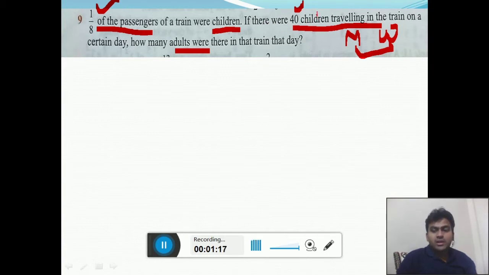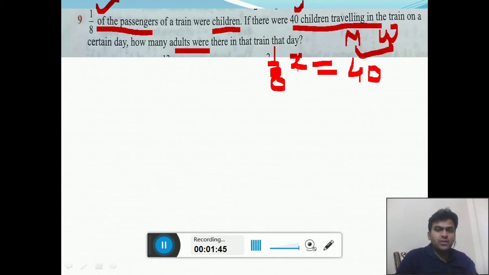Number of children also given. So we have to find the children's, we have to find the adults. So what we will do here, we will assume that total passenger X, and then 1 upon 8 of total passenger equals to what? Are the children. And what is the quantity of children? Children are 40. So the equation is formed 1 upon 8 into X equals to 40.